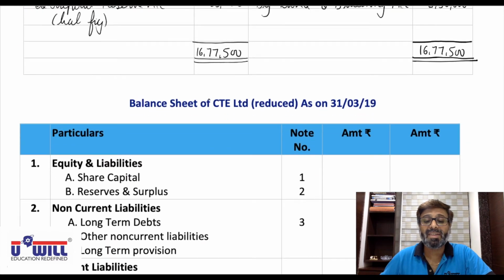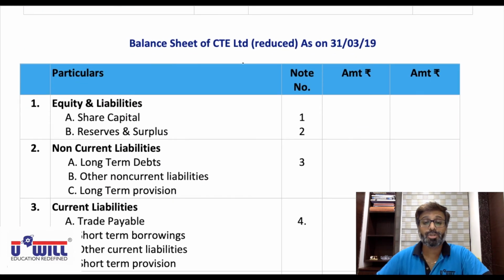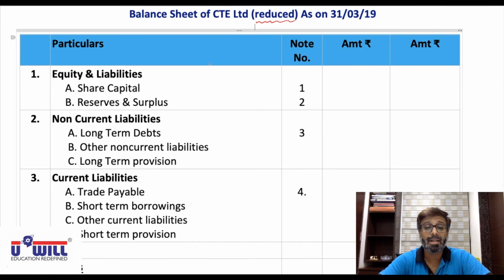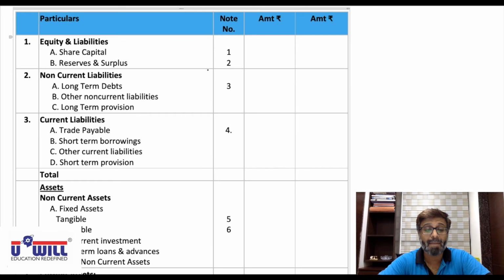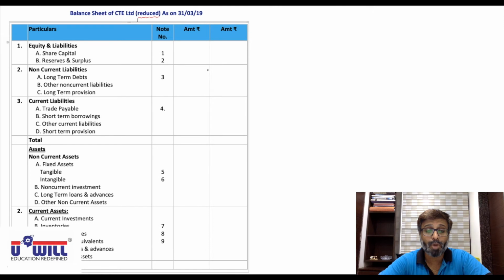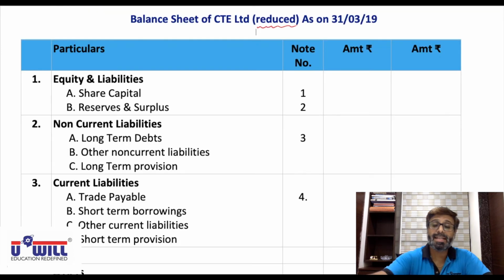Now, all of you make the format of balance sheet. Okay, we have done this earlier also. The heading will be balance sheet of CT Limited, and don't forget to write 'and reduced' as on 31st March 2019. Now balance sheet format is there in front of you. It's same as we studied in the last year. Pause the video and all of you make this blank format, and after that we shall make the notes. I repeat, all of you pause the video and make this blank format of balance sheet. Yes, I hope everyone has done the format.